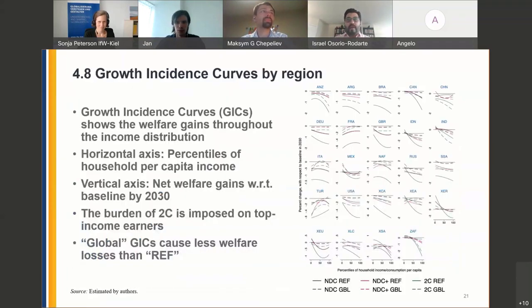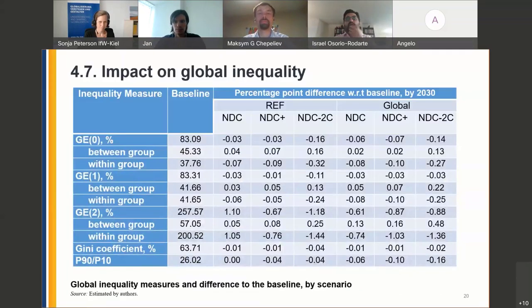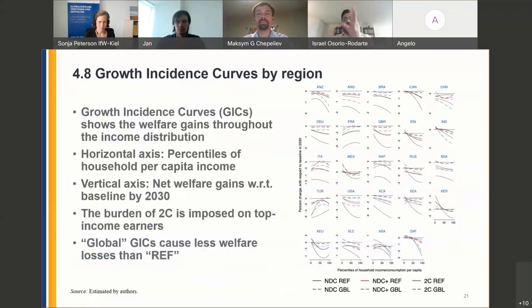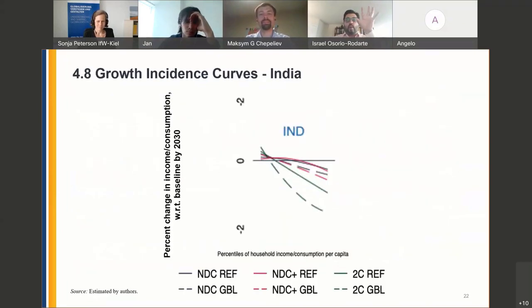In the paper we show these results. So these tables you can look at carefully. We also presented this in a series of growth incidence curves, and we have this growth incidence curve for each region. Obviously, it's difficult to see in the presentation, so I'm going to zoom into one for the case of India.